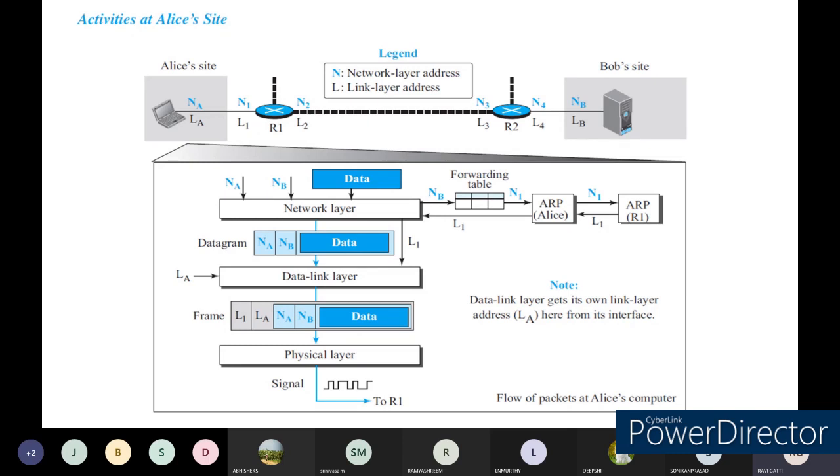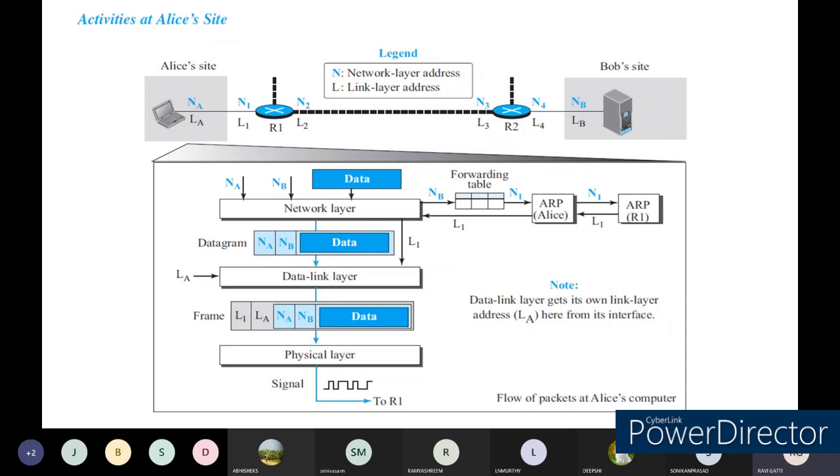So through the ARP request, the network layer on the Alice side will get to know that. And the network layer will receive the data. From where will it receive the data? From the transport layer. So the network layer on the Alice side receives the data from the transport layer and adds the IP addresses to it.